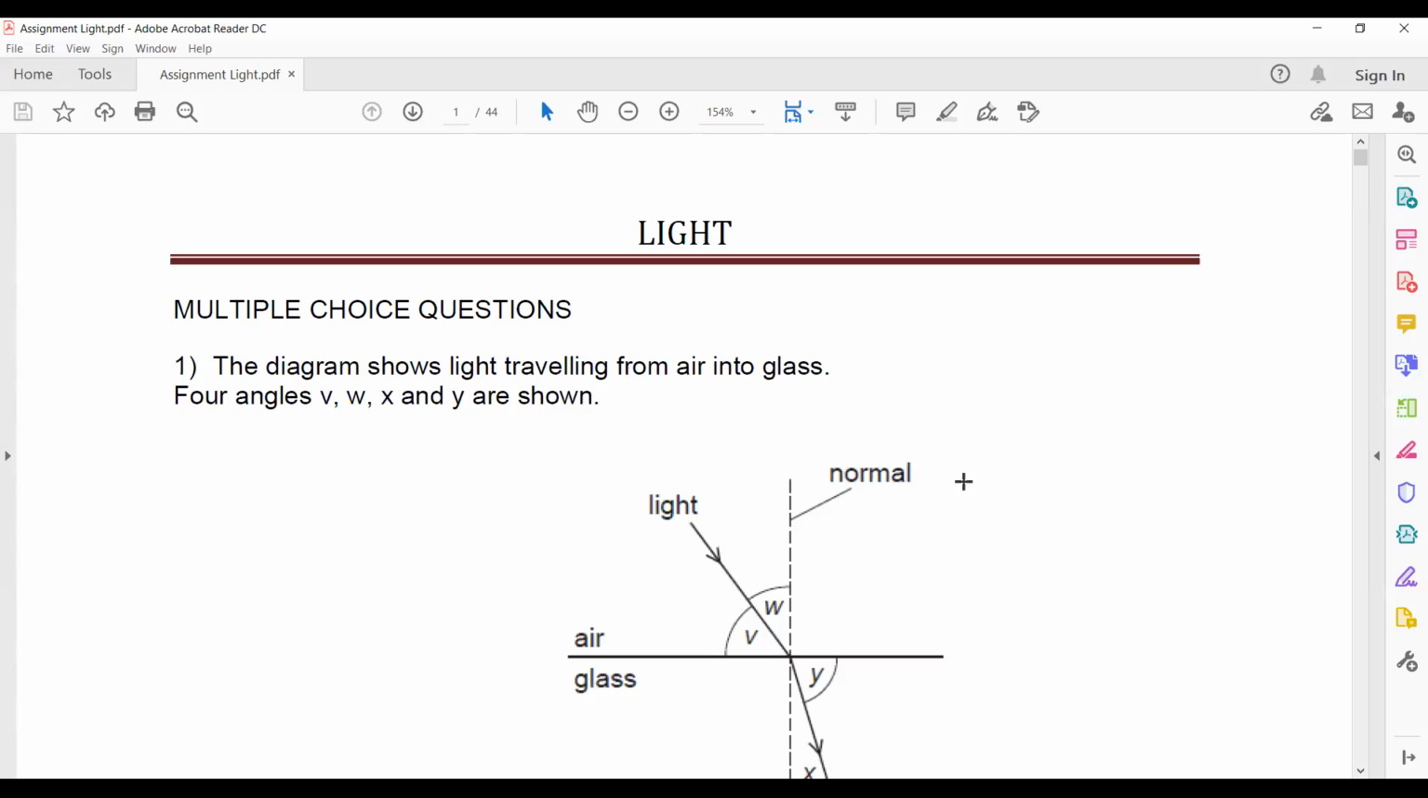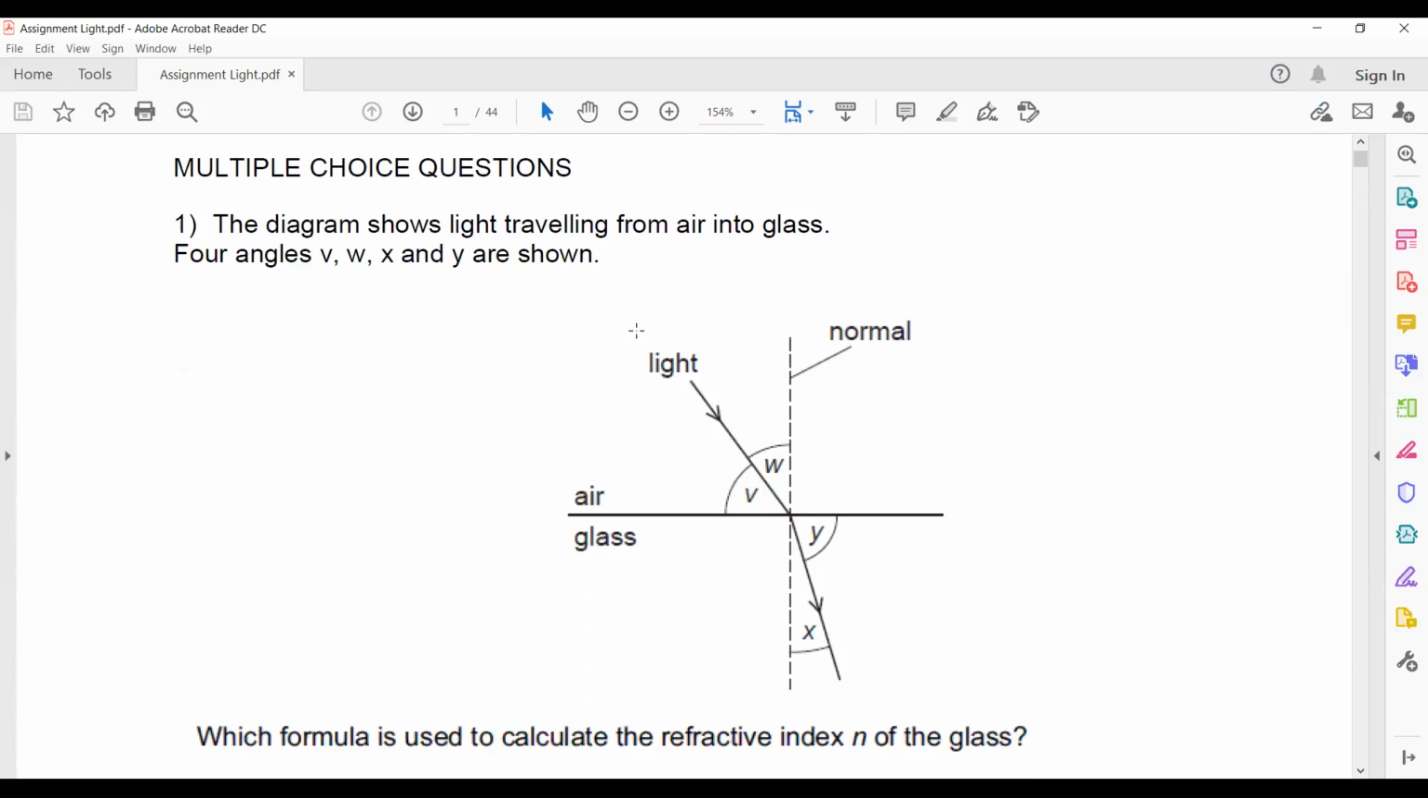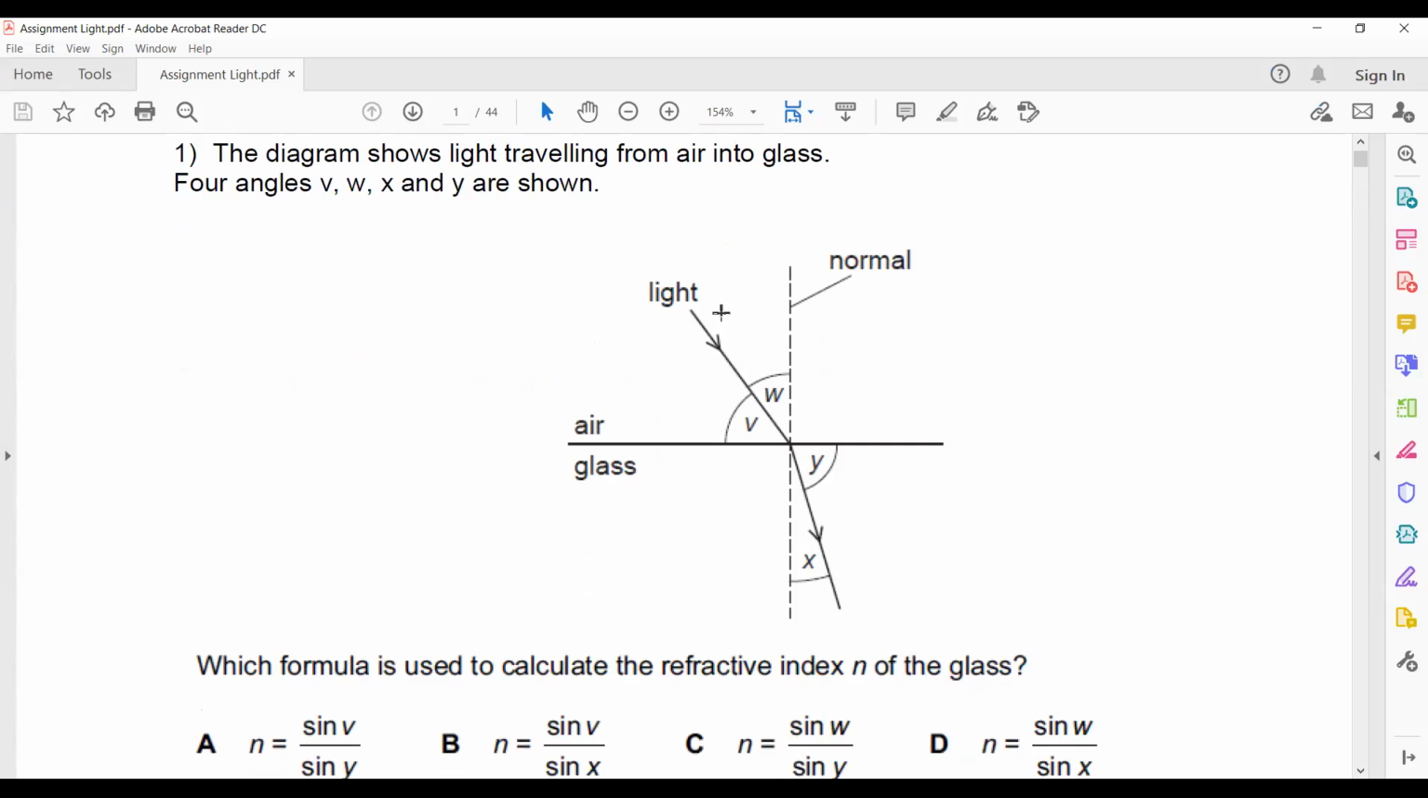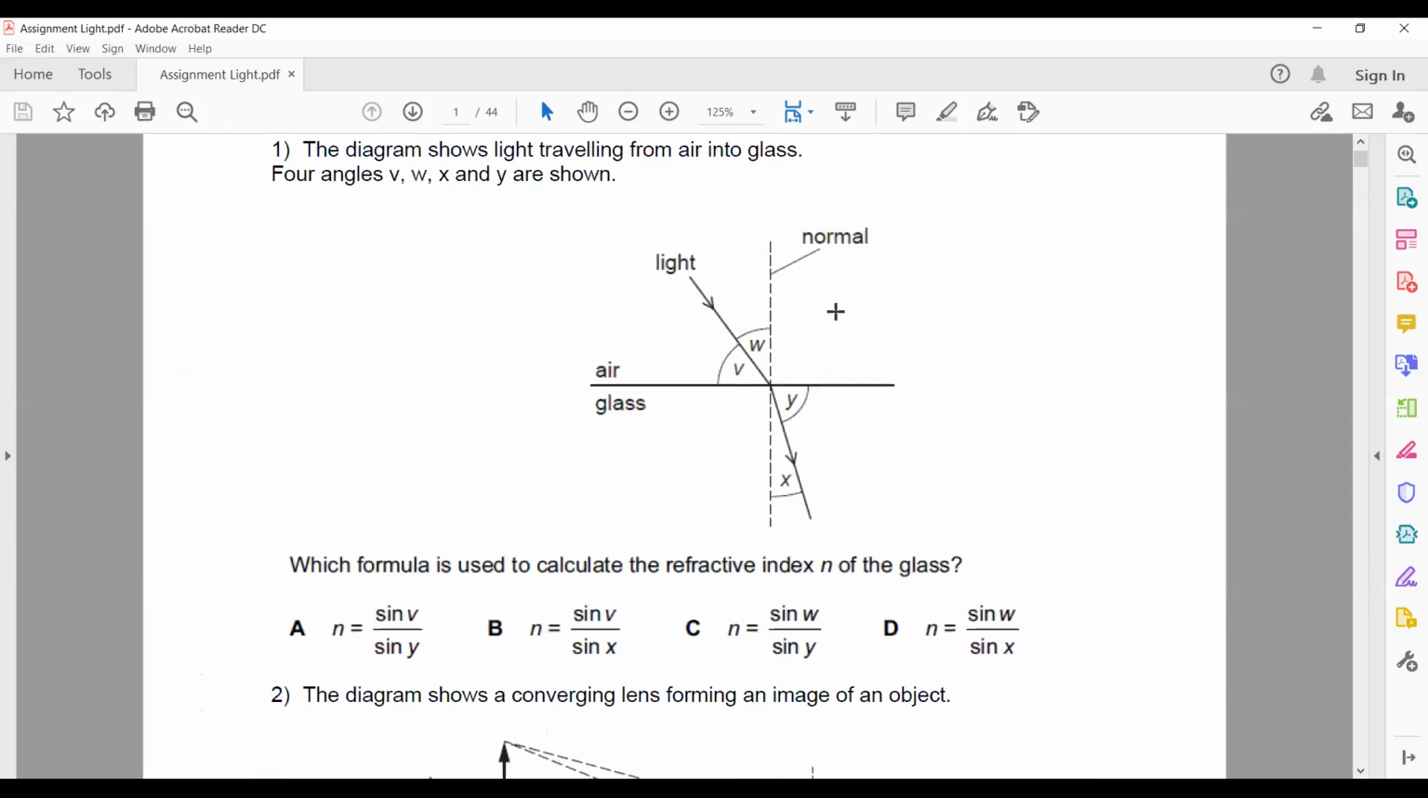Now we'll do some questions related to the topic light. The topic light is not finished. There is a last topic, lenses, which is also related to light, that we'll do next class. Now some questions related to the topics which you have studied until now.